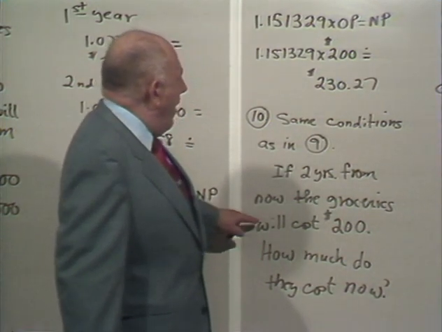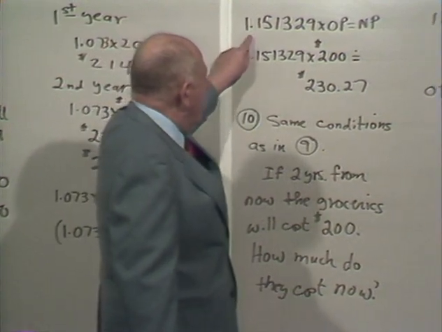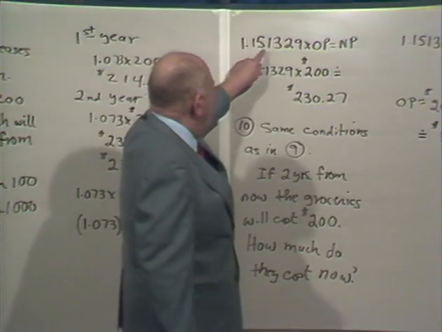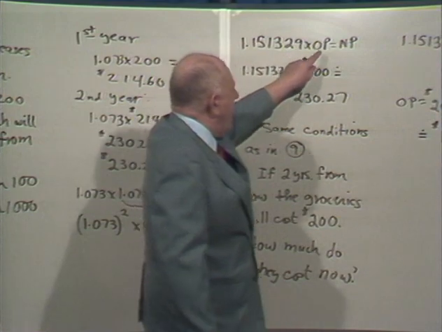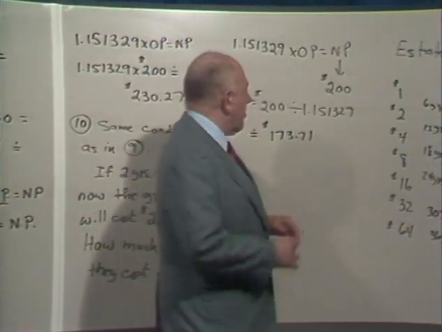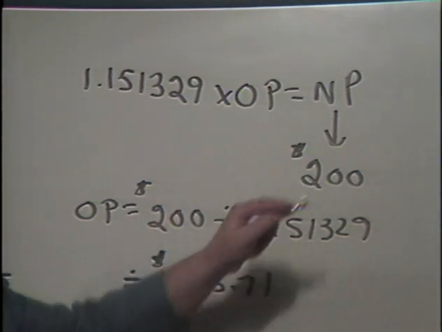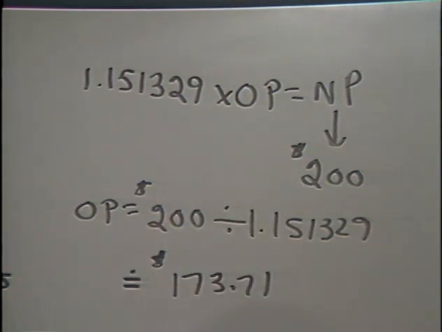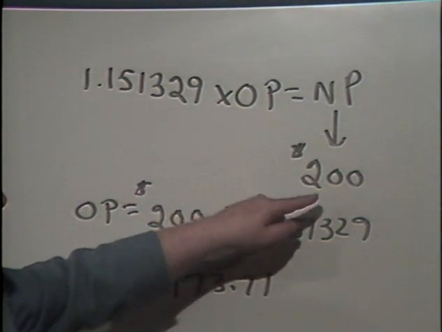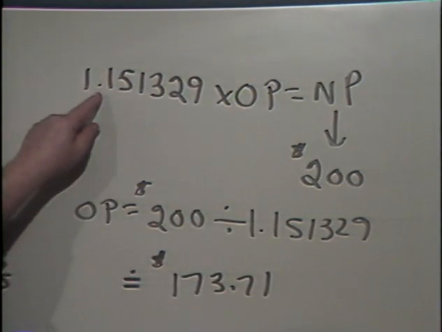You see, no matter which way we do it, whether it's problem number 9 or problem number 10, this is the formula. 1.151329 times the old price equals the new price. Old price, new price. The only difference in this problem is that now the $200 represents the new price. So now I replace the new price by $200. The problem becomes what?